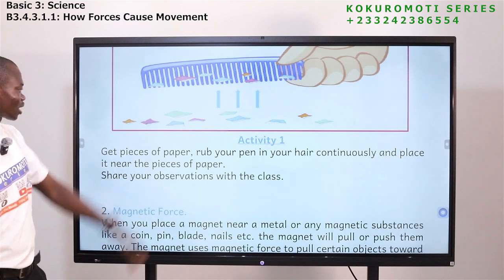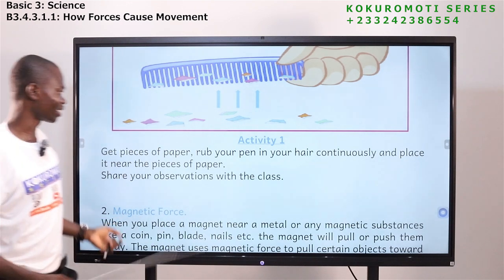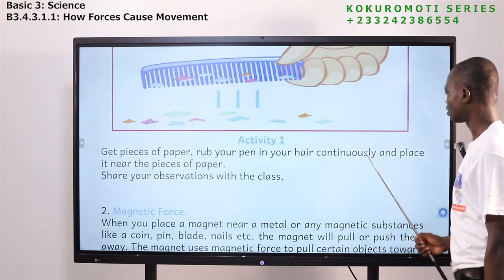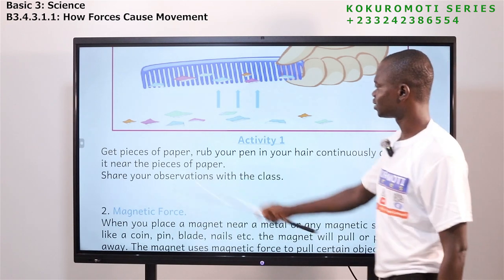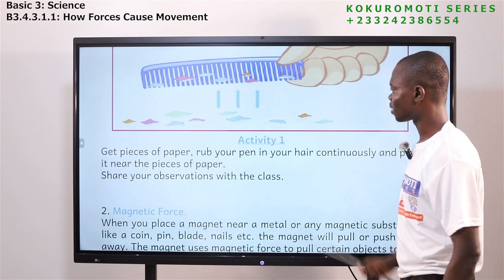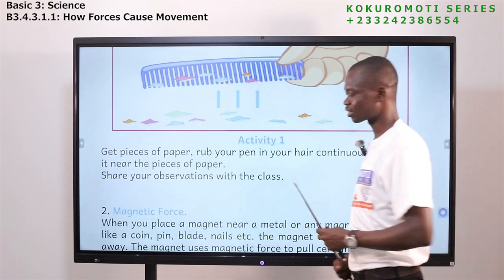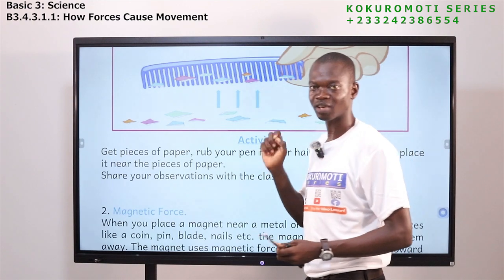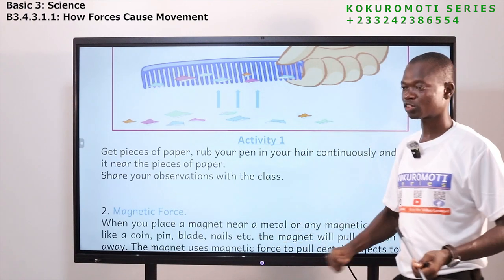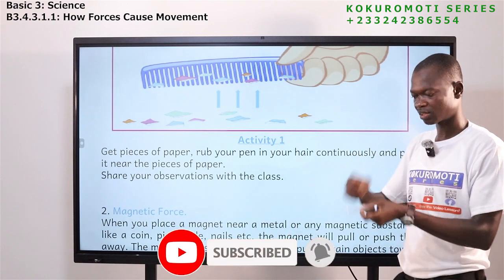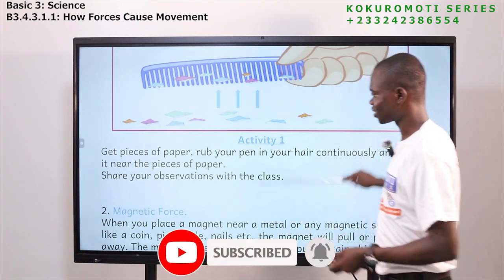Now let's look at this activity. As I just explained, get a piece of paper, rub your pen in your hair continuously and place it near the pieces of paper. Share your observation with the class. So do this and let's see what will happen. Make sure you follow the instructions. The papers should be pieces, just make sure they are in small sizes.